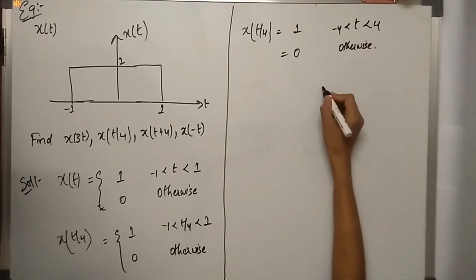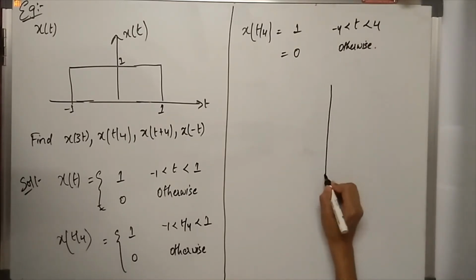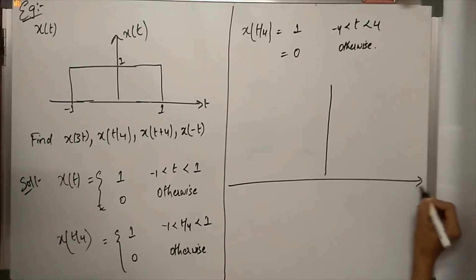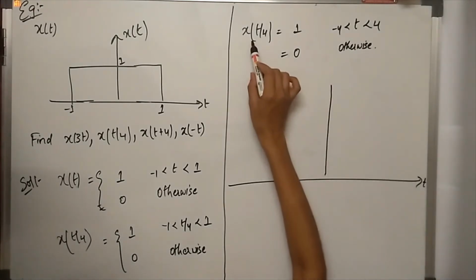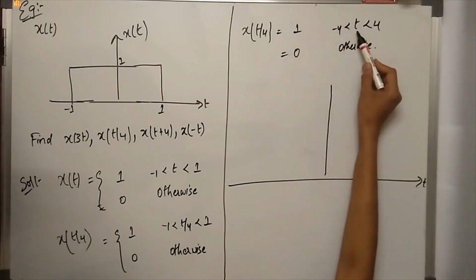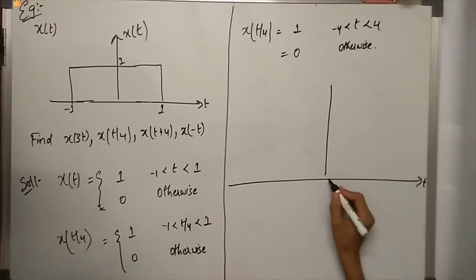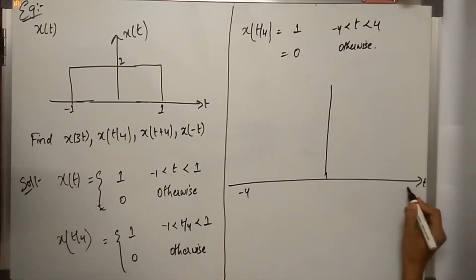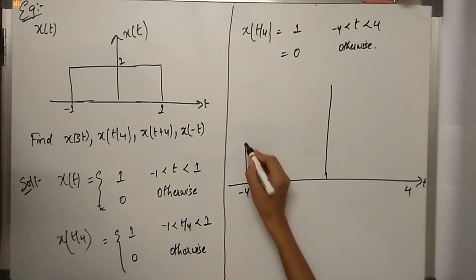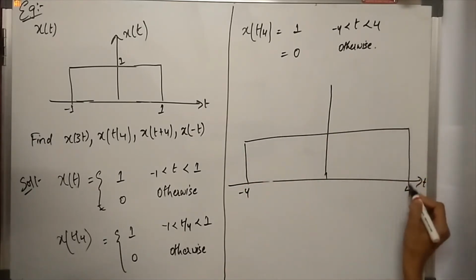Okay. Now we will have a diagrammatical representation of this x of t by 4. This is t. I know that x of t by 4 is equal to 1 for t greater than -4 and less than 4. So this is -4, this is +4, and this is equal to 1.